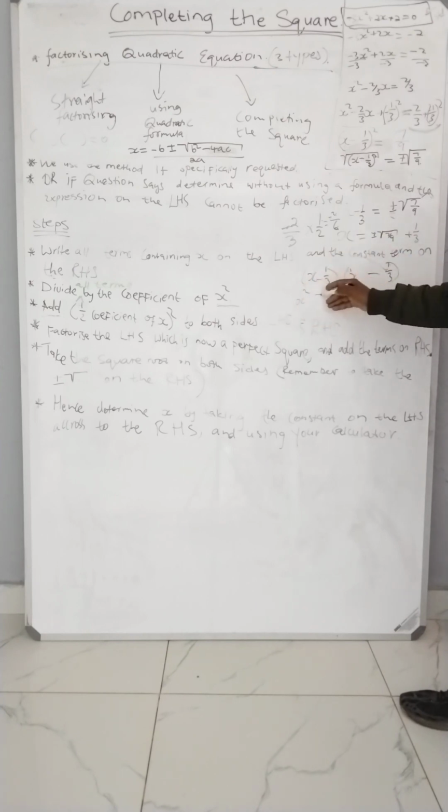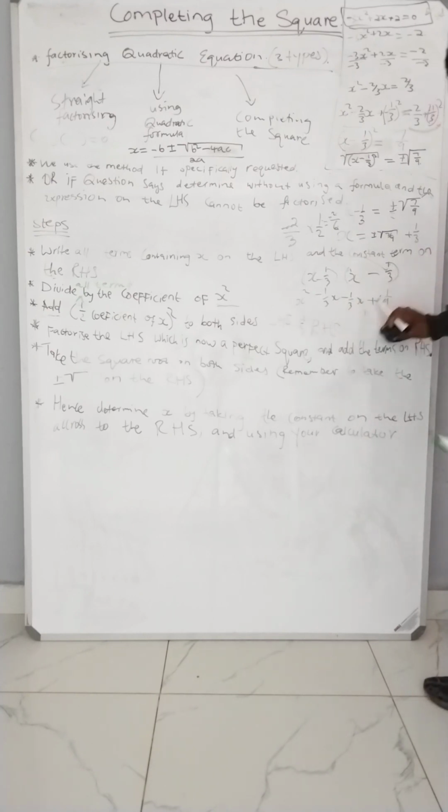This times that is going to give you minus 1 over 3x. This times that is going to give you another minus 1 over 3x. This times that, negative times negative, is going to give you a positive 1 over 3 times 1 over 3. 1 times 1 is going to give you 1. 3 times 3 is going to give you 9. Okay, which this 9 is 3 squared, 1 squared. So 1 over 9 is the same as 1 over 3 squared, because 1 squared is 1, 3 squared is 9. Hope you can see that.